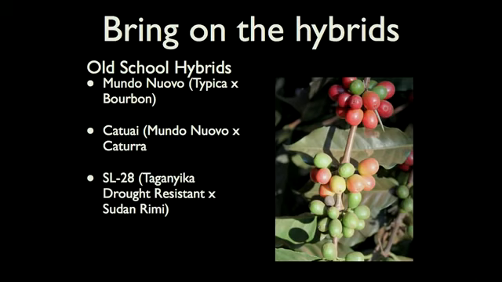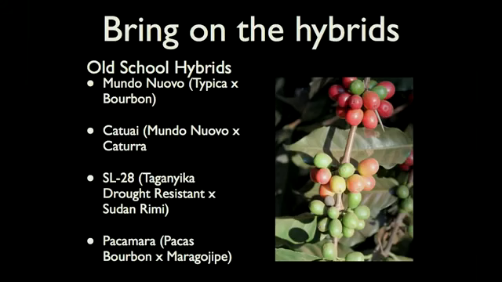In East Africa, there was a variety of Bourbon called Tanganyika Drought Resistant that they crossed with a wild variety from Sudan called Sudan Rume. And this hybrid got the name SL28 out of an assessment of coffee in the 1920s done by Scott Labs, who just assigned it the number 28. SL28 is probably, as far as coffee aficionados and buyers go, one of the most cherished of the coffee varieties for its unique flavor characteristic, a flavor characteristic that's like blackcurrant.